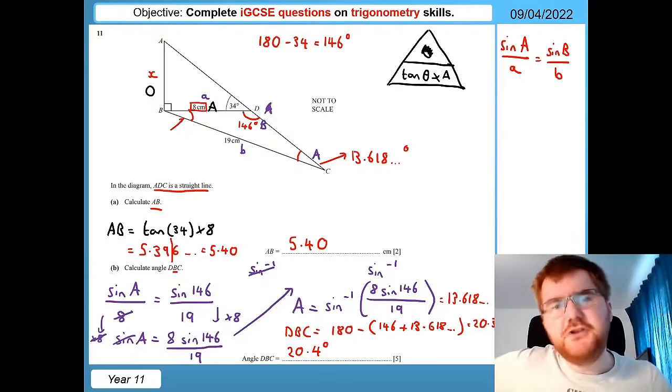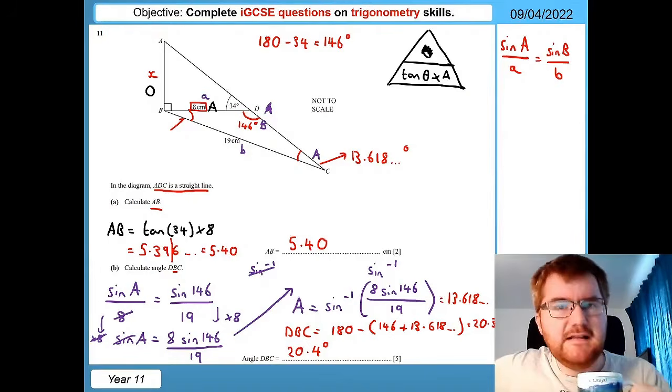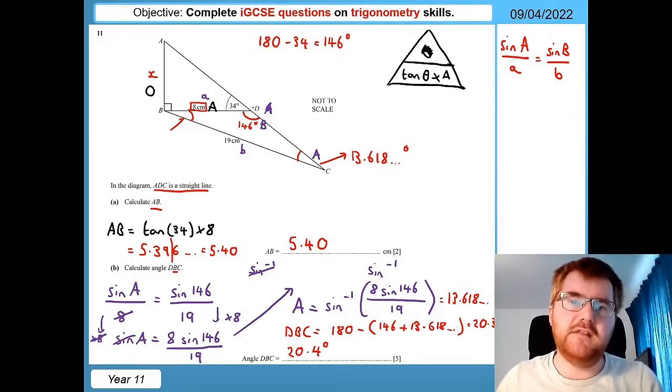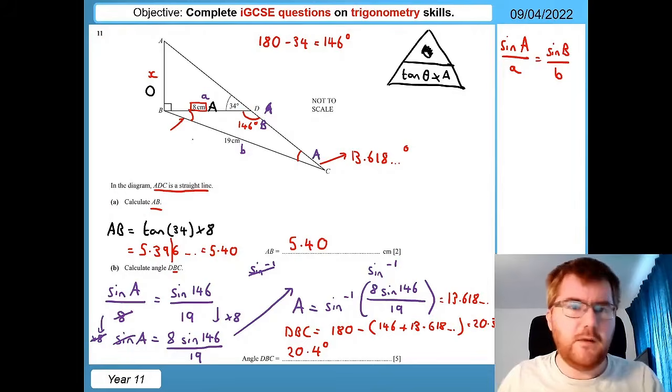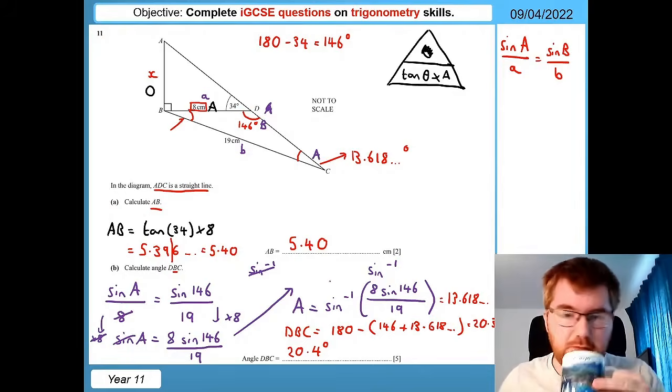Now I think maybe this should be a 4-mark question personally, but again there's quite a lot to consider here. First of all, the angles on a straight line, then using the sine rule for an angle correctly, and then realizing we need to use angles in a triangle to find our very final answer of 20.4. Now we're going to use this a little bit in the next question as well.